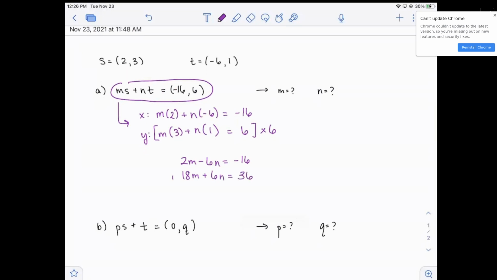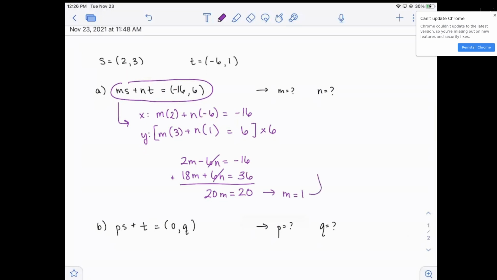And then we can easily just add these equations together, so the -6n and the 6n cancel, and we're left on the left with 20m equals 20. So divide both sides by 20, and we get that m is equal to 1.